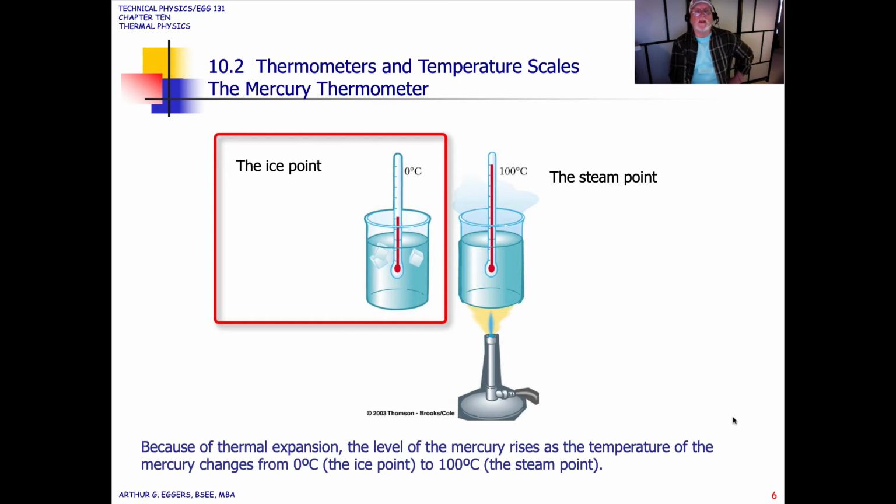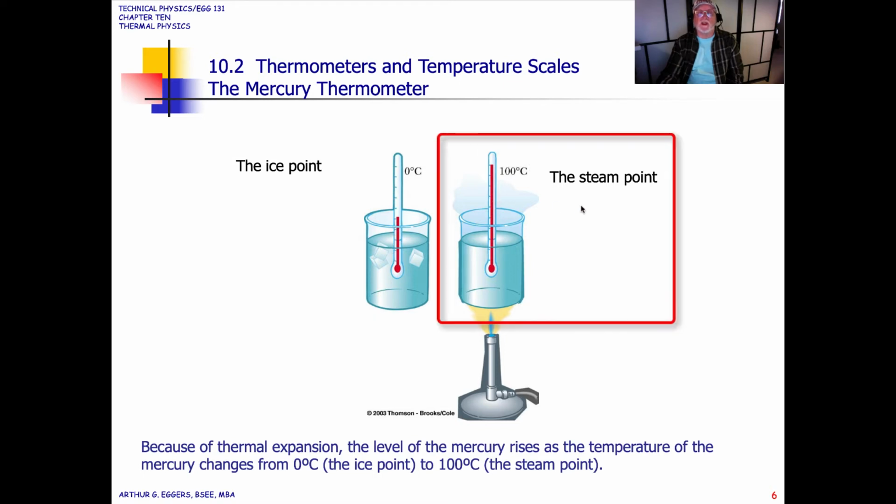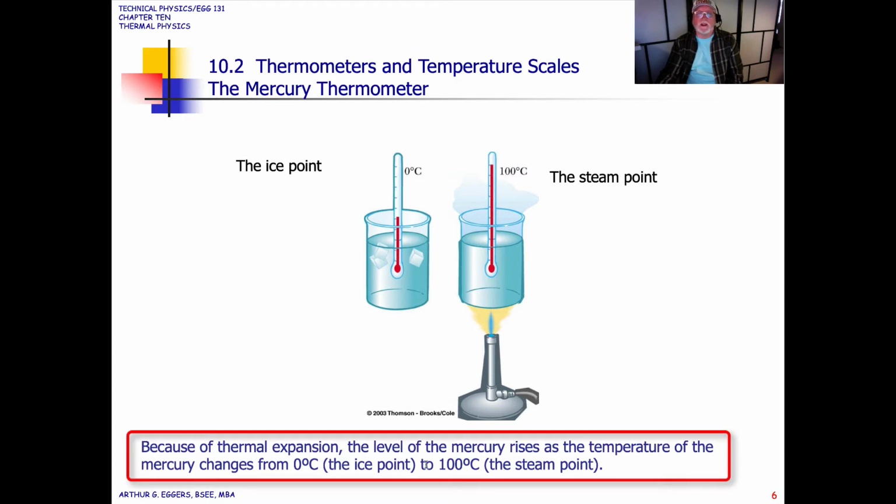We need to look at thermometers. How do we define the scale on a mercury thermometer? Well, you can see here we've got in Celsius or centigrade, one measuring the ice point and one measuring the steam point. Because of thermal expansion, the level of mercury rises as the temperature of the mercury changes from 0 Celsius, the ice point, to 100 degrees Celsius, the steam point.